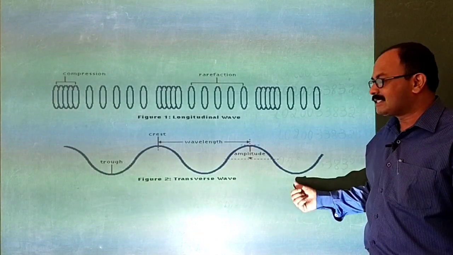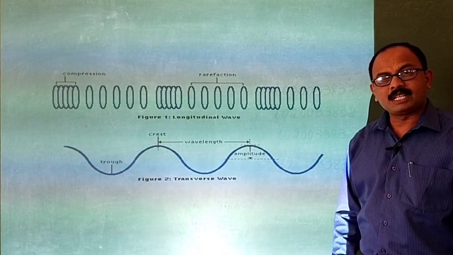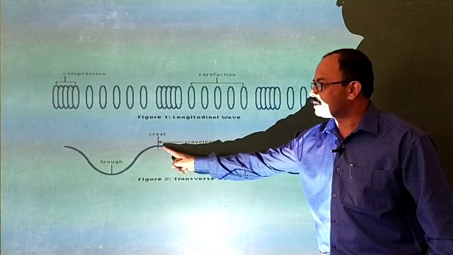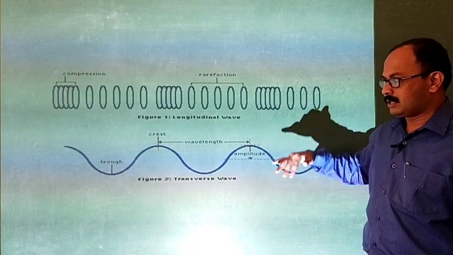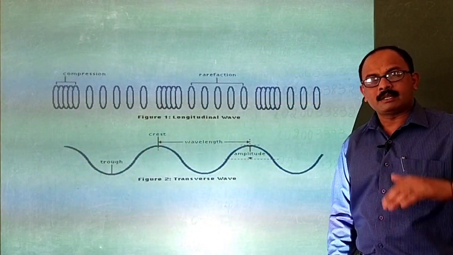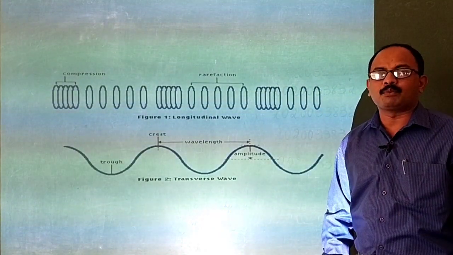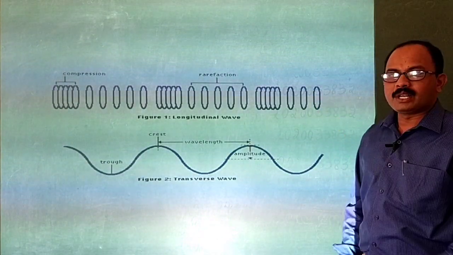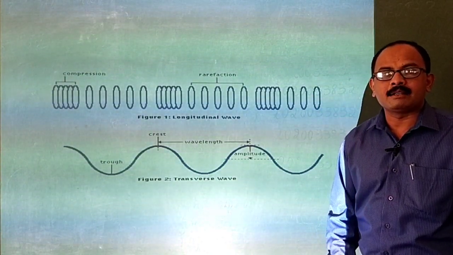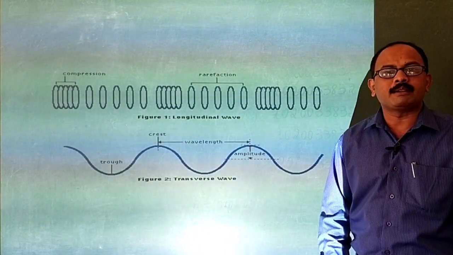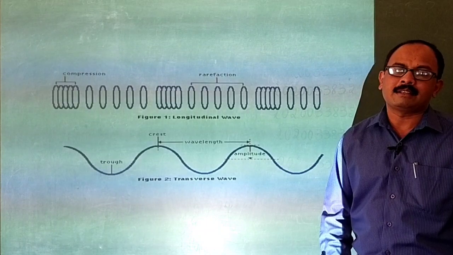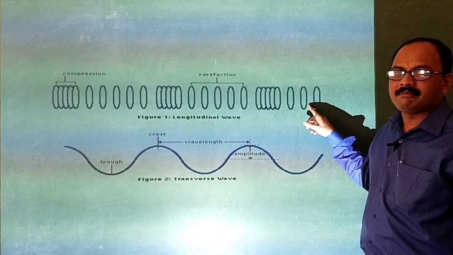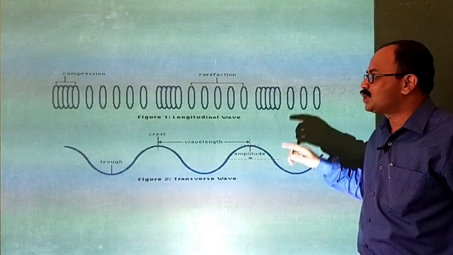Whereas this transverse wave has crests and troughs, children. Crest is nothing but the uppermost part of the wave, the topmost part of the wave. The bottommost part of the wave is known as the trough, children. Longitudinal wave has compressions and rarefactions. Transverse wave has crests and troughs. So this is about the longitudinal wave. Sound wave is a longitudinal wave.